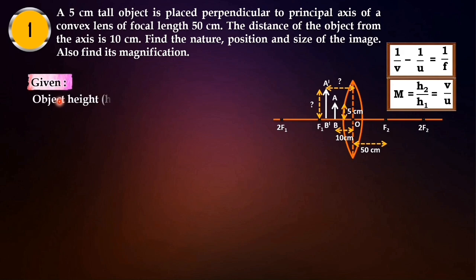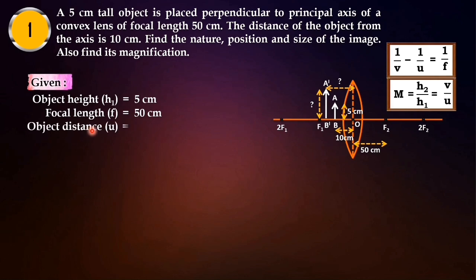So see here, we are given height of the object that is h1 equal to 5 cm, focal length f equal to 50 cm, and object distance is given u equal to minus 10 cm.